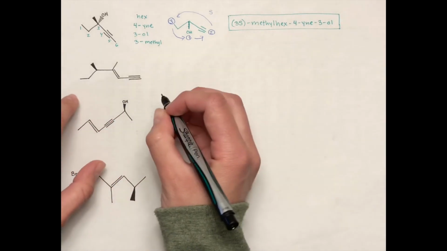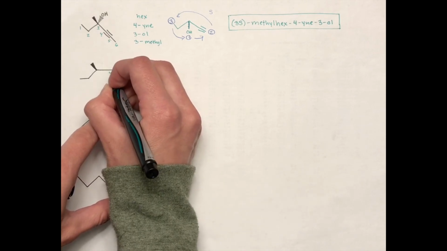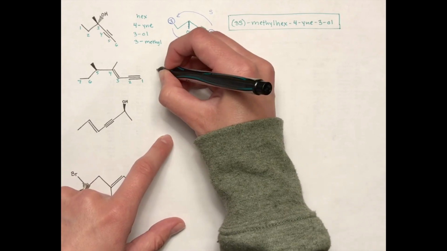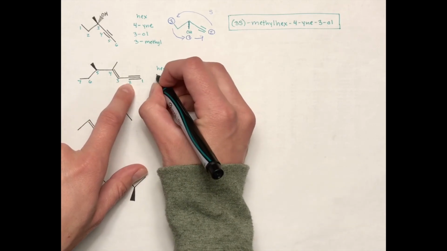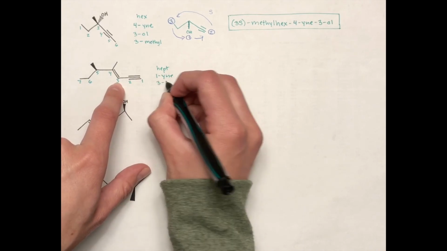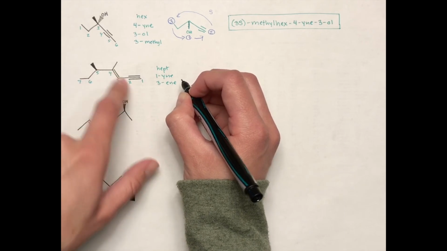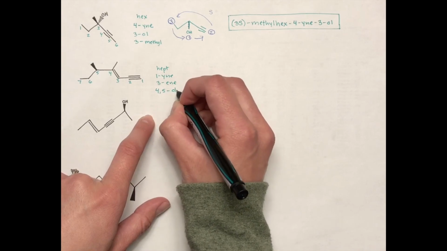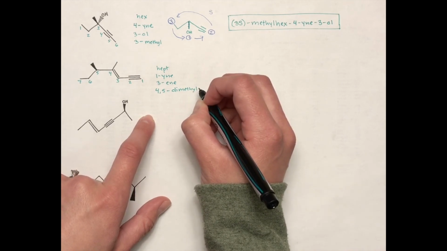Let's move on to the next one. Same thing. We're going to start by labeling our carbon chain. So we have 7 carbons in this chain, so it's going to be hept. We have a triple bond at carbon number 1. Carbon number 3, we have a double bond. And what else we got going on here? Oh, we have 2 methyl groups. So at 4 and at 5, we have 2 methyls, so dimethyl. Awesome. That looks like everything.